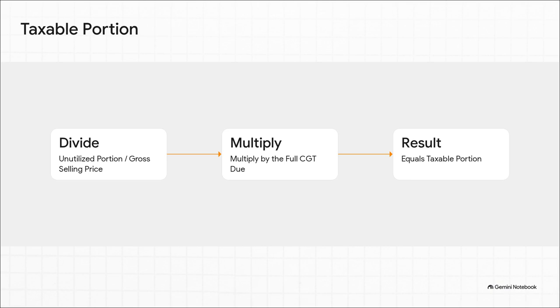Take the unutilized portion and divide it by the gross selling price. Then multiply that fraction by the full 6% CGT you would have originally paid. Boom, that gives you the exact taxable portion you owe the BIR. And this brilliantly illustrates an elegant, if slightly terrifying piece of tax math, showing how the code maintains total balance.